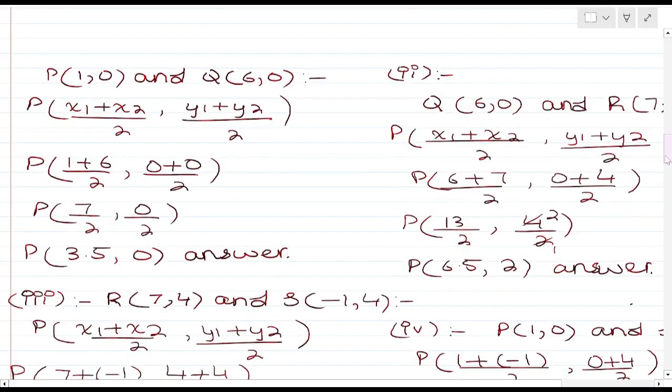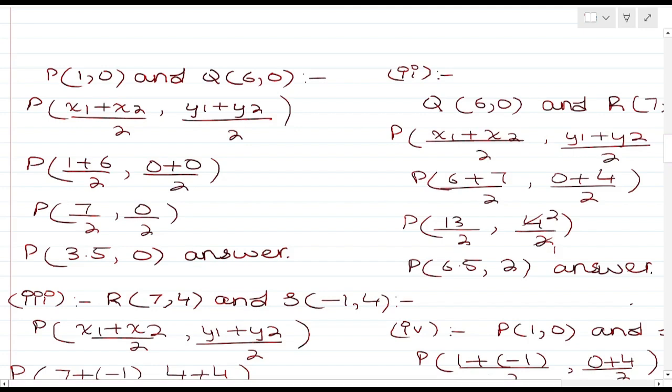Okay, now let's move on to question number 3. In the first part, we have points P and Q. The first point is (1, 0) and the second is (6, 0). Again, we will use the same formula. 1 will be added with 6 divided by 2 and 0 with 0 divided by 2. We know that 0 divided by any number is just 0, and 1 plus 6 is 7. So 7 by 2 is just 3.5.